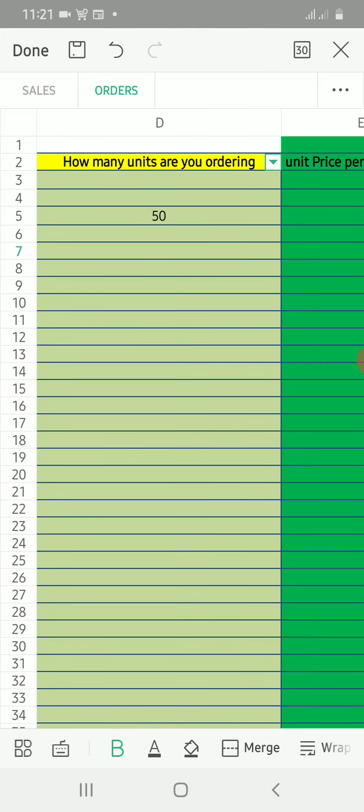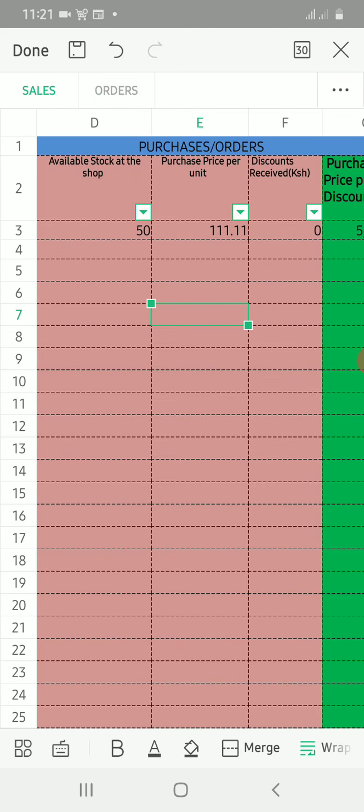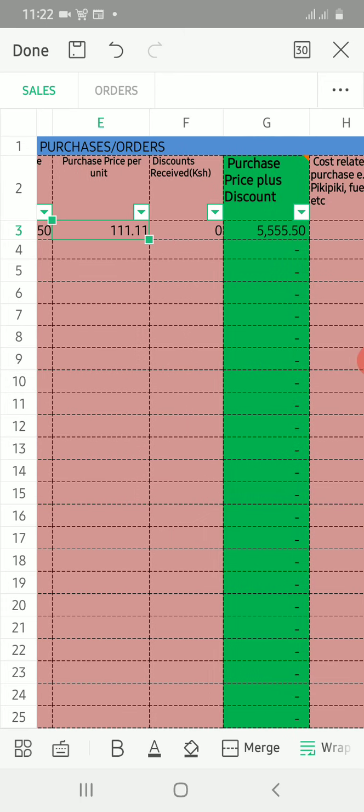Remember from the order list, our purchase price per unit was actually 111.11. Don't ignore the cents. Very important, because if you're selling bulk or huge quantities of a commodity, the cents will have a meaning, and it may make you lose money. So like here I've updated, that will be 111.11. That's 11 cents. And like you can see here, the purchase price has gone up by 5 shillings, so that will be 5,555.5.